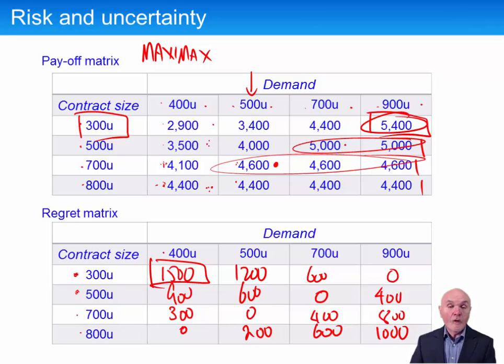If we sign up for 500 units, what is the maximum regret I will have to suffer? And it's going to be 900. Signing up for 700, the maximum regret we have is 800. And finally, if we sign up for 800 units, the maximum regret is 1,000. So these are the kind of bad things that will happen under this scenario. We'll regret either 1,500, 900, 800 or 1,000.